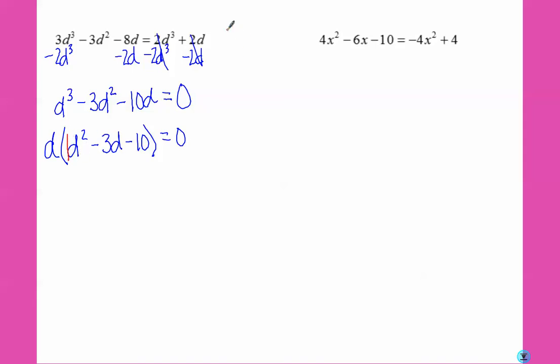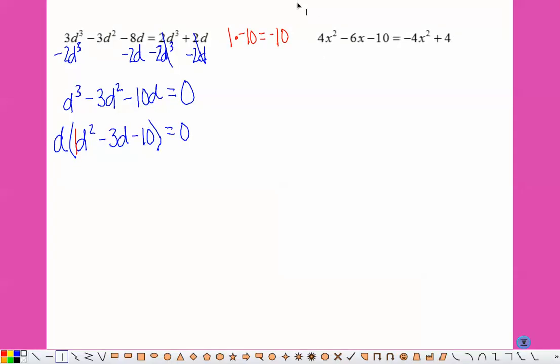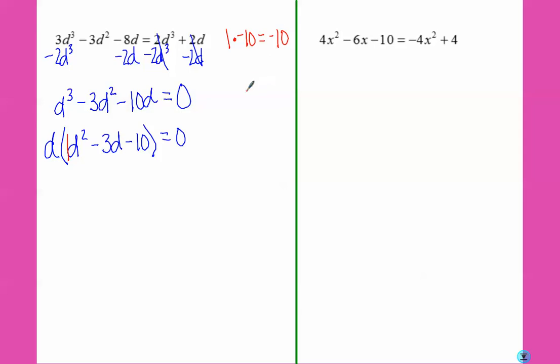1 times negative 10 is negative 10. Now, I'm not sure if you remember from earlier math classes, but if you're going to multiply to get a negative, one term has to be negative and one term has to be positive. So it could be 1 times negative 10. It could be negative 1 times positive 10. It could be positive 2 and negative 5. It could be negative 2 and positive 5. Those are all our options. So if we have a negative number when we multiply a and c, that's going to give us twice as many possibilities.